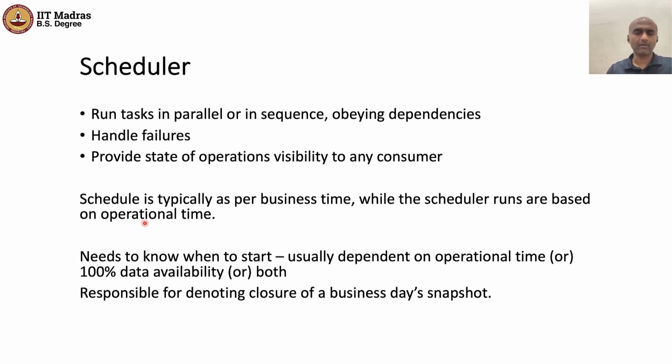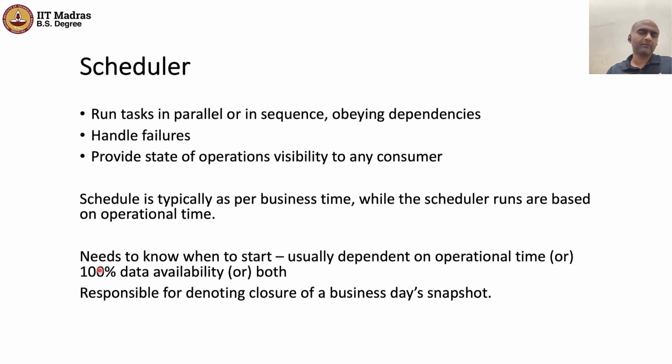So again, you'll have to think about what handling failure means, right? What does state of operations visibility mean in this context? There are two salient facets to the scheduler. One is it needs to know when to start. Like we spoke about just now, 8 a.m. start on a particular day, every day, is one such time, right? That's an operational time. Or 100% data availability, right? Which means I can start the moment I know all of the data for a particular day is ready with me. The snapshot is ready with me.